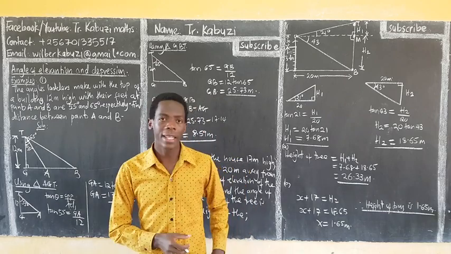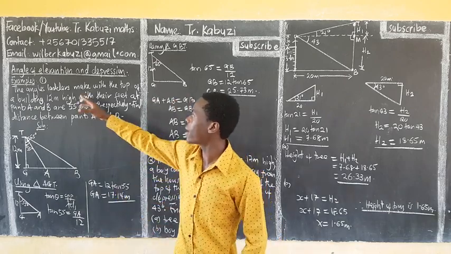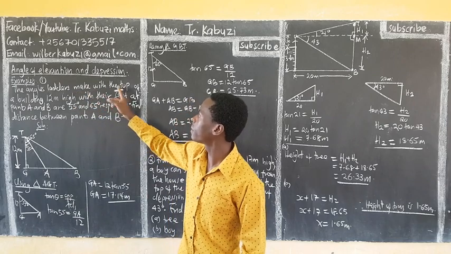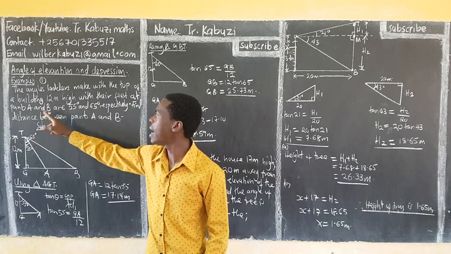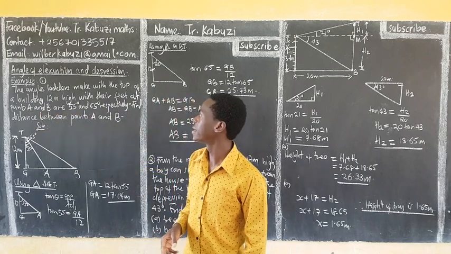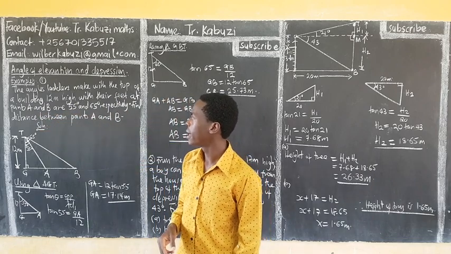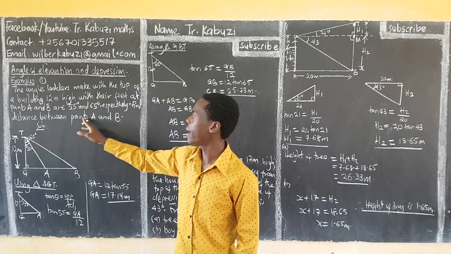So, we are going to go through this one. They are telling us that the angles ladders make with the top of the building, 12 meters high, with their feet at points A and B, are 55 degrees and 65 degrees respectively. Find the distance between points A and B.